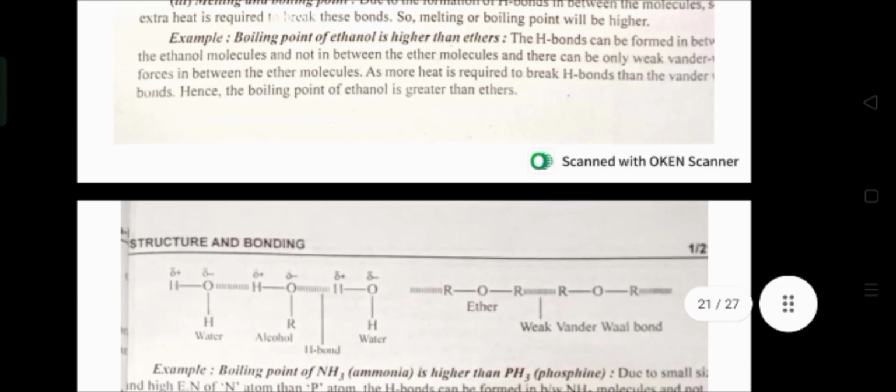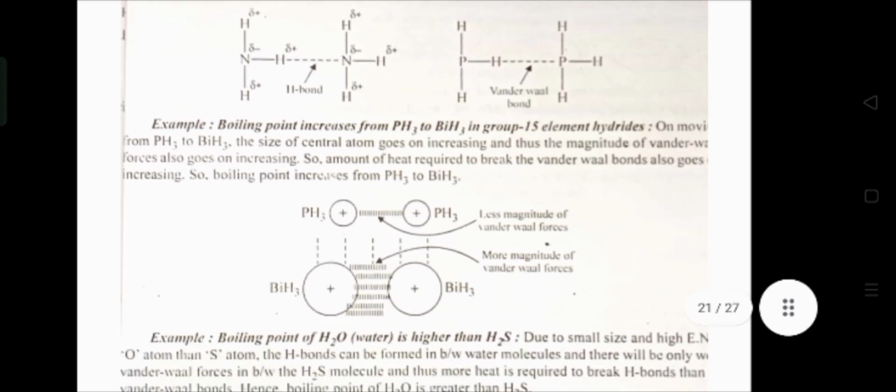Melting and boiling point: due to the formation of H bonds between the molecules, extra heat is required to break these bonds. So the melting point and boiling point will be high. Example: the boiling point of ethanol is higher than ether. The hydrogen bond is formed between ethanol molecules, not between ether molecules. There can be only weak van der Waals forces between ether molecules. As more heat is required to break the hydrogen bonding than the van der Waals bonding, hence the boiling point of ethanol is greater.